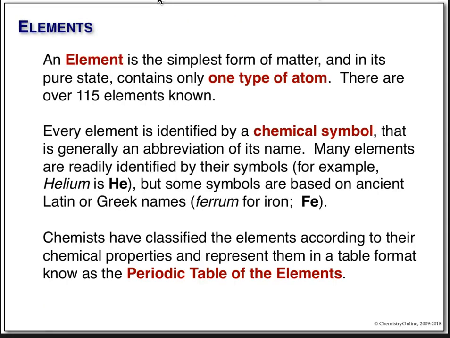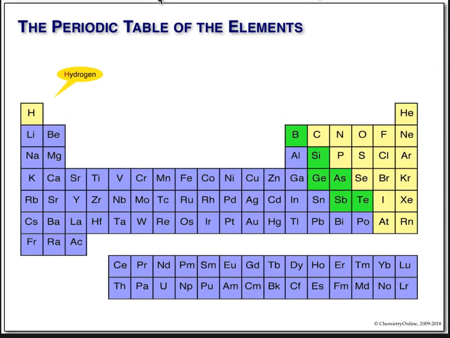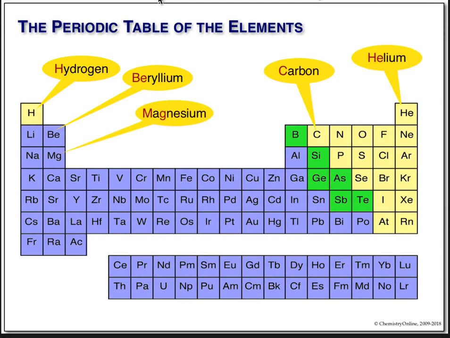All right, we talked about elements as being the simplest form of matter. They only have one type of atom, and every element is identified by a chemical symbol. We looked at several of these. We arranged them on what we call the periodic table of the elements. And I managed to get the thing pulled down, so this is our classroom periodic table. On a slide, we'll use something that looks more like this usually.